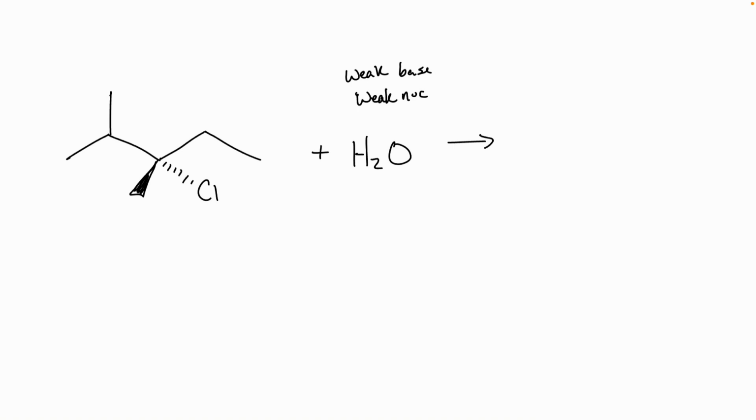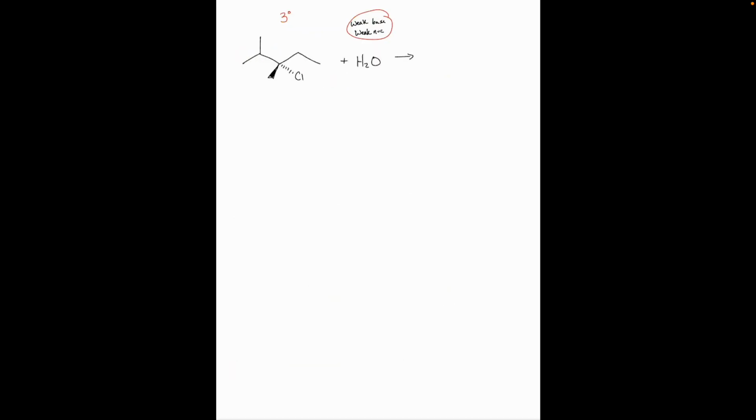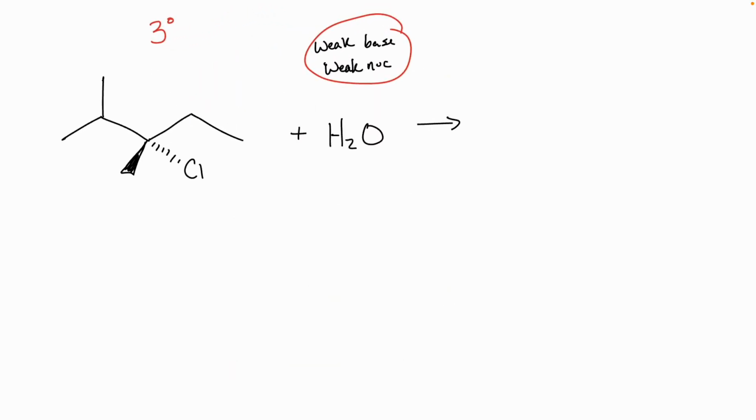All right, so same problem. We have our tertiary alkyl halide, and water is a weak base, weak nucleophile. So again, according to our chart, we're going to be doing an SN1 and an elimination product. But again, for SN1, we have to draw both our possible stereochemistries.